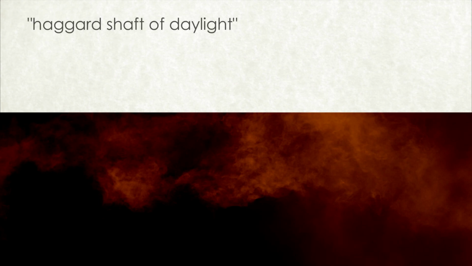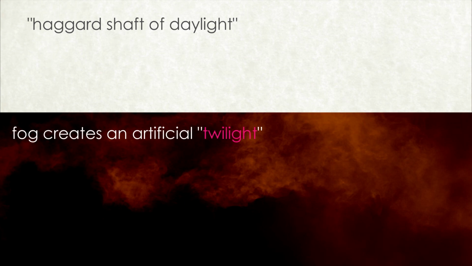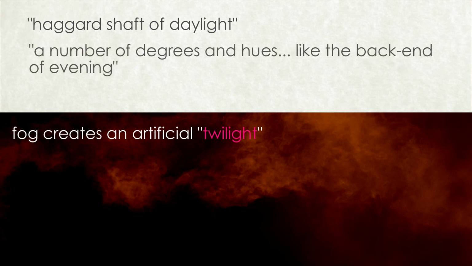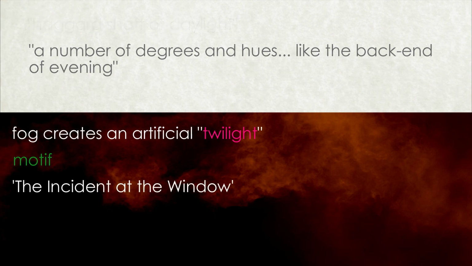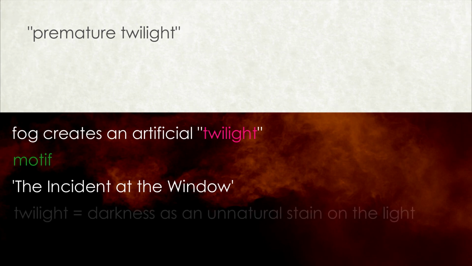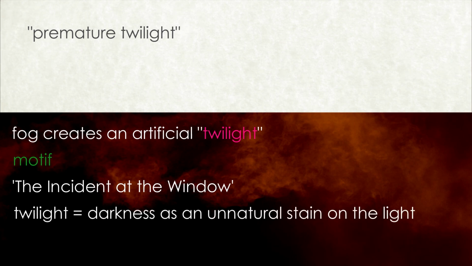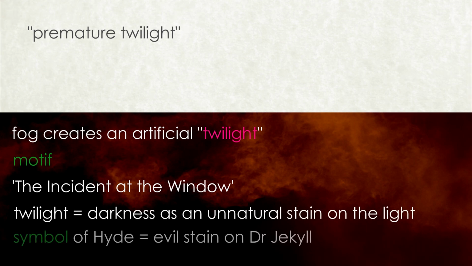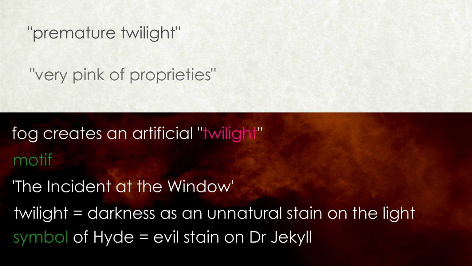Because it shuts out the light from the sun, apart from the odd, haggard shaft of daylight, the fog creates an artificial twilight which has "a number of degrees and hues like the back end of evening." Stevenson also uses this motif in the incident at the window, where a premature twilight has settled over the court at the rear of Jekyll's property. In both incidents, twilight is used to suggest darkness as an unnatural stain on the light, as a symbol of Hyde as an evil stain on Dr Jekyll, who, in contrast, is "the very pink of proprieties."